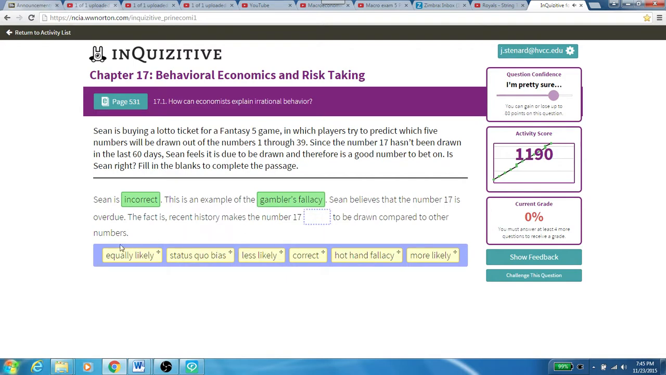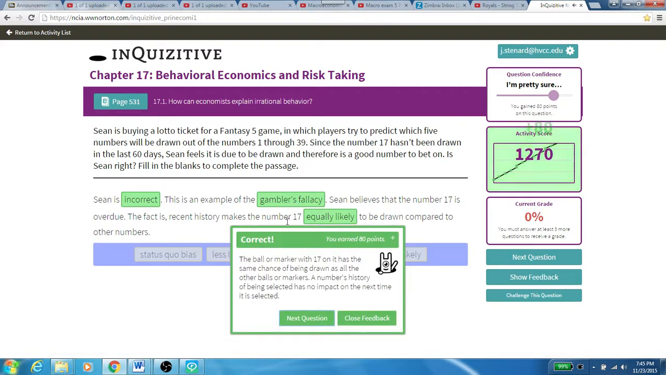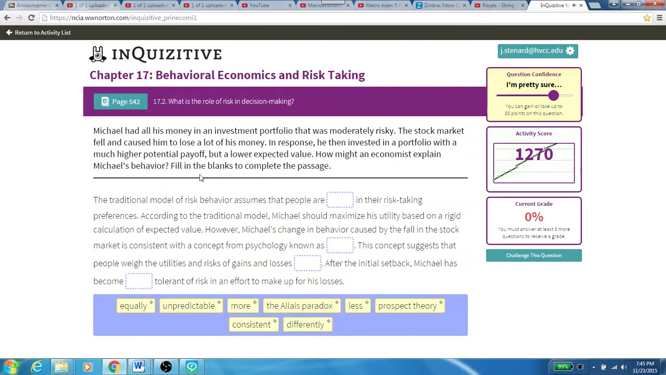Sean believes that the number 17 is overdue, but the fact that it hasn't been drawn recently makes the number 17 equally likely to be drawn compared to other numbers. And there we go. Michael has all his money in an investment portfolio that was moderately risky. The stock market fell and caused him to lose a lot of his money. In response, he then invested in a portfolio with a much higher potential payoff but a lower expected value. How might an economist explain Michael's behavior? Fill in the blanks to complete the pattern. Sounds like he's going with the gambler's fallacy.